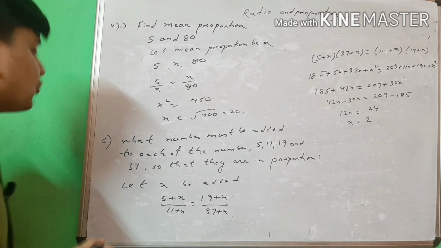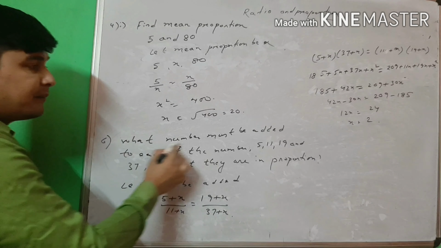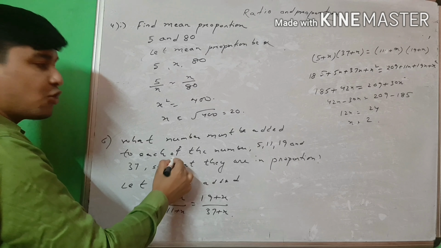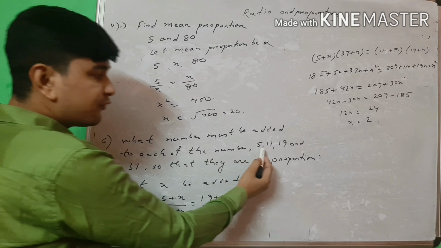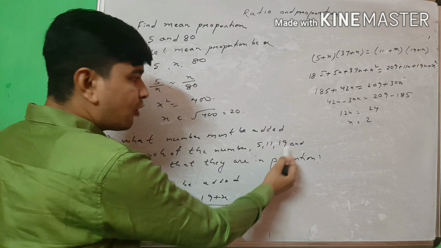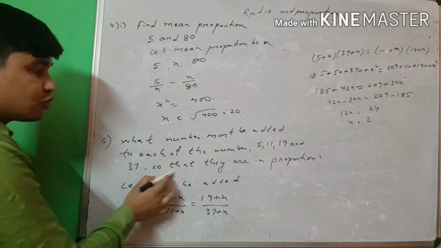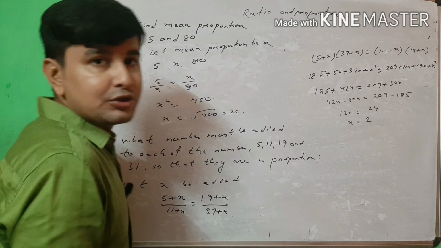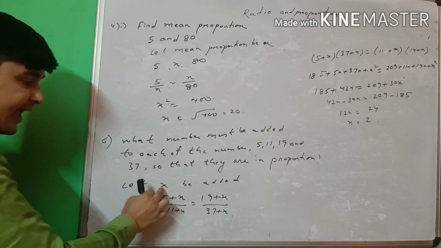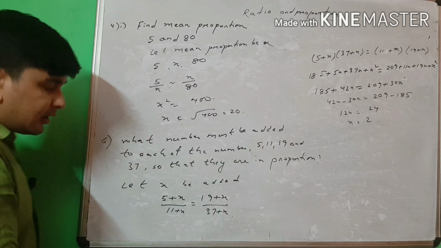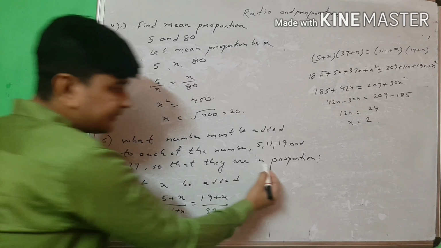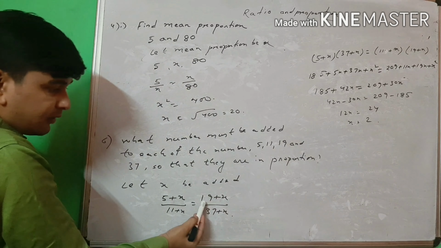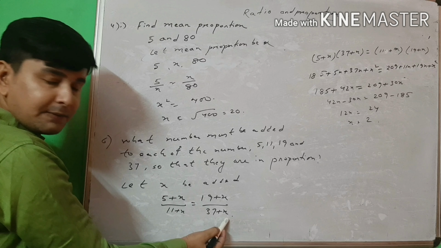Clear? Question number 6. What number must be added to each of the numbers 5, 11, 19 and 37 so that they are in proportion? So let x be added to each number. So 5 plus x, 11 plus x, that they are in proportion. So therefore 5 plus x over 11 plus x equals 19 plus x over 37 plus x.